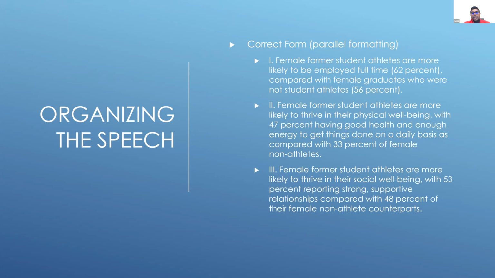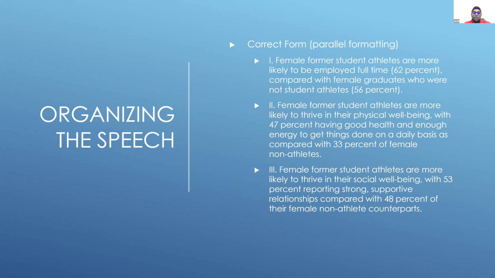The first sentence is the same, and it reads, female former student athletes are more likely to be employed full-time, 62%, compared with female graduates who are not student athletes. So I still start with former student athletes, and I end with female graduates, and I give percentage figures. So the correct way to formulate my second main point would be, female former student athletes are more likely to thrive in their physical well-being, with 47% having good health and enough energy to get things done on a daily basis, as compared with 33% of female non-athletes.